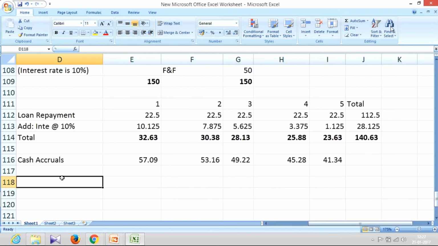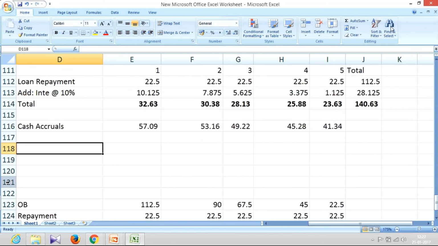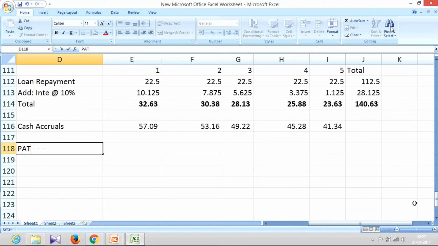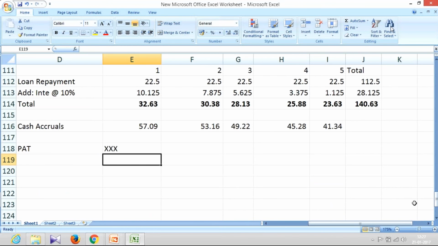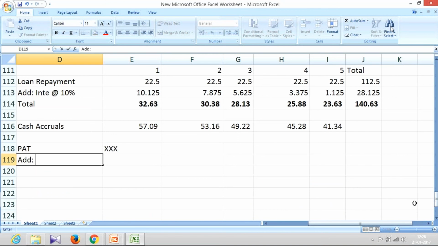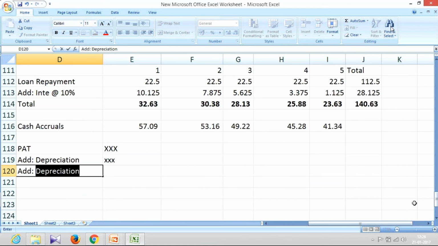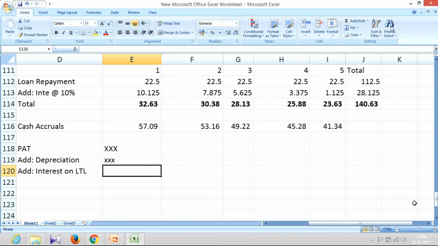So how do I arrive at this cash accrual? That is very important. Let me put that here. How is it calculated? We will first take profit after tax, because profit after tax is what should be considered. Tax is always payable. With this profit after tax, we'll add back depreciation. Why do we add back depreciation? Because it is a non-cash item. Then we'll also add back interest on long-term loan. If you add these two, you would get the cash accrual.